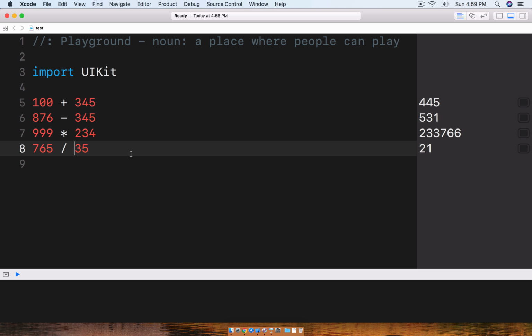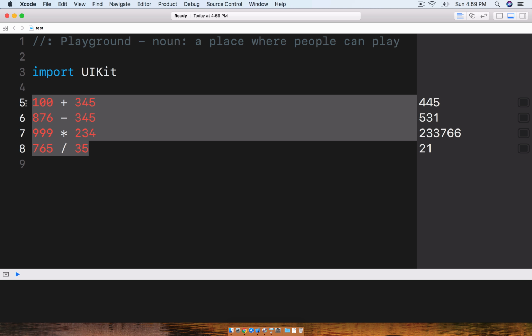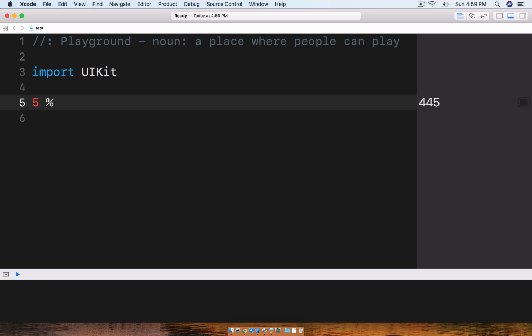I was wanting to do this in another video, but so this is addition, subtraction, division, multiplication. But there's something called the modulo. The modulo is the remainder operator. Let's say we had 5 modulo 2. The answer is 1. What it does is it divides the number on the right into the left number as many times as it can, and it tells you the remainder.